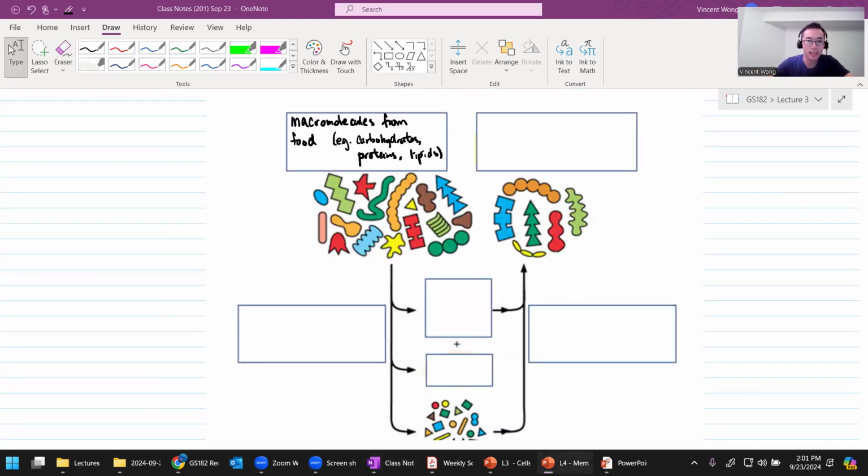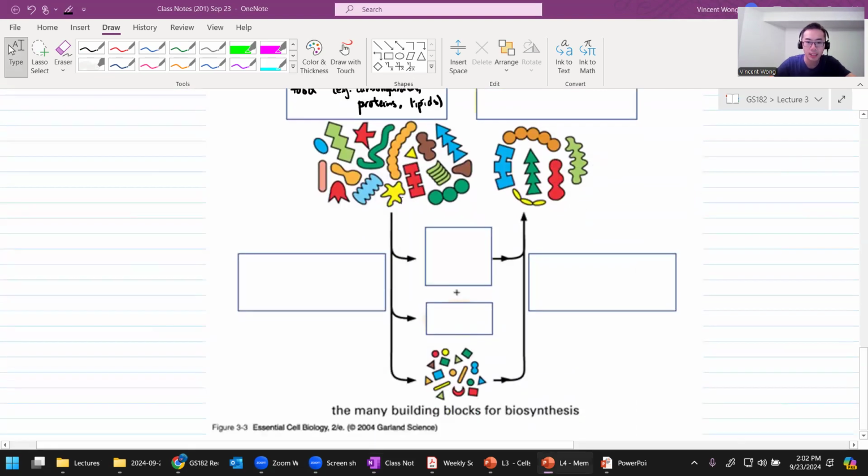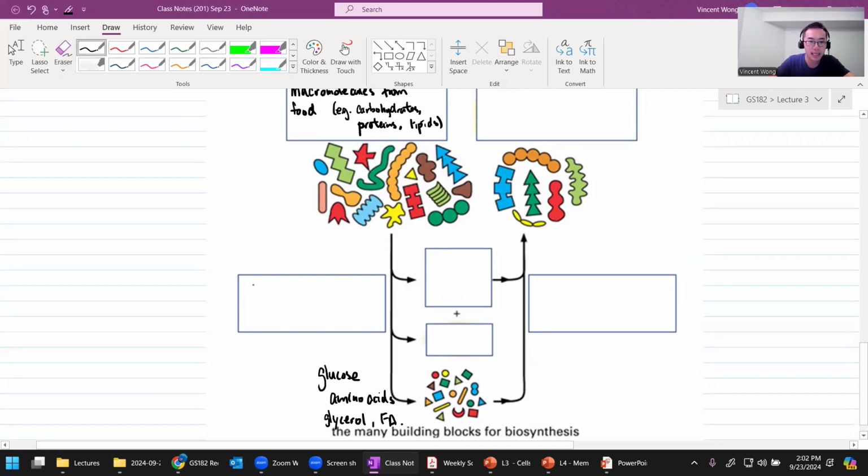So what do we do? Well, we're going to have to break them down into building blocks. Right? The many building blocks for biosynthesis, for creating other biomolecules. So what kind of building blocks do we have? Well, for carbohydrates, maybe we're going to break it down into glucose. Right? For the proteins, we're going to break it down into amino acids. Okay, maybe glycerol, and like fatty acids, right? So all these building blocks. So in the process of breaking them down, this is called catabolic reaction. Also known as catabolism.